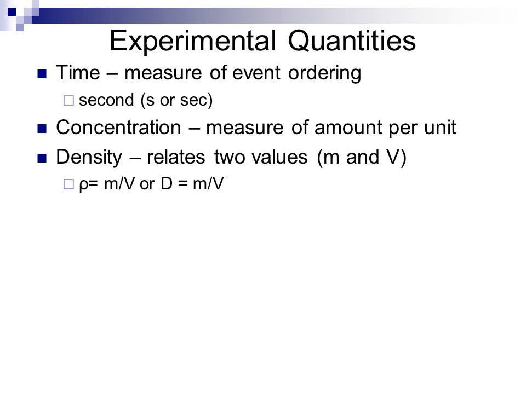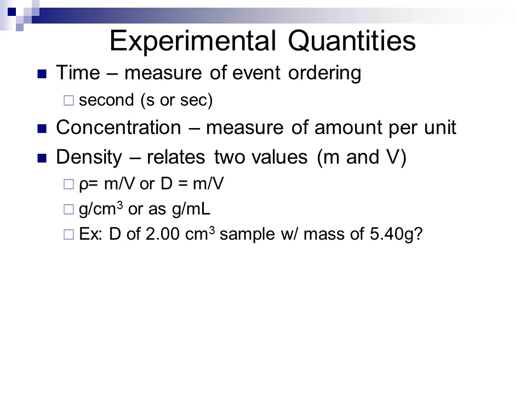And the formula for density is mass divided by volume. We measure density generally in either grams per cubic centimeter or grams per milliliter. And so, for example, if I wanted to calculate the density of a 2 cubic centimeter sample that had a mass of 5.40 grams, I would take 5.40 grams, divide by 2 cubic centimeters, and I get 2.70 grams per cubic centimeter.